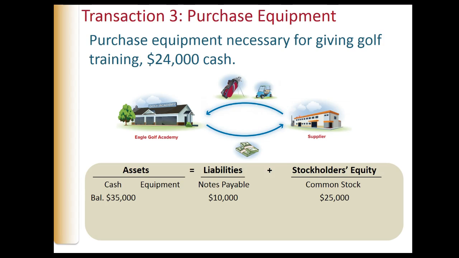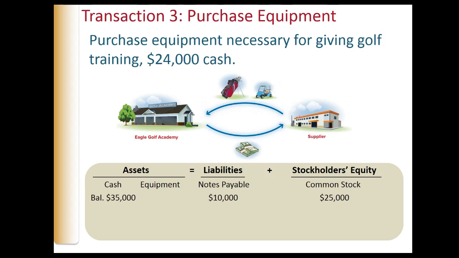Let's go to another transaction. Once Eagle obtains financing by issuing common stock and then borrowing money from the bank, now the company can invest in some long-term assets necessary to operate the business. Buying equipment from a supplier for cash causes one asset to increase and another asset to decrease. So this transaction: purchasing equipment necessary for giving golf training for $24,000 cash.